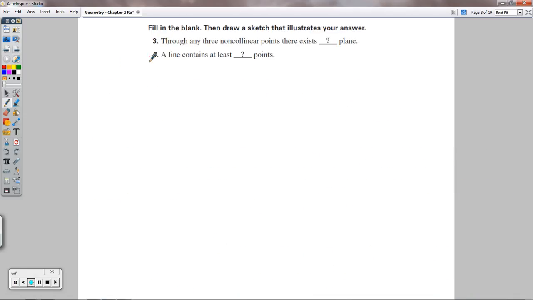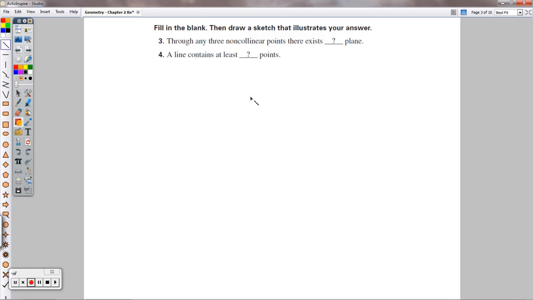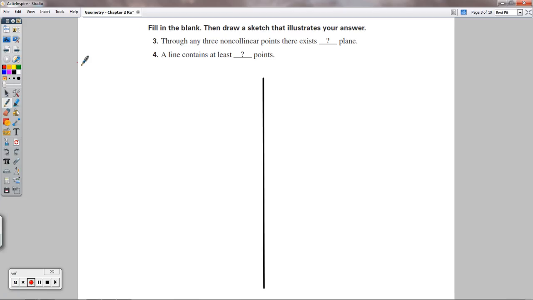Now let's move on to 3 and 4. It looks like these are filling in the blank and then drawing a sketch that illustrates your answer. So let's divide this up into a couple different parts here, since I'm going to have some sketches. Sounds like a good idea.